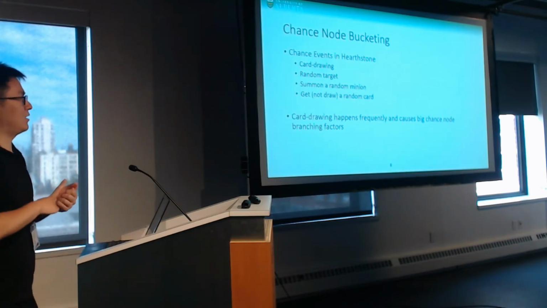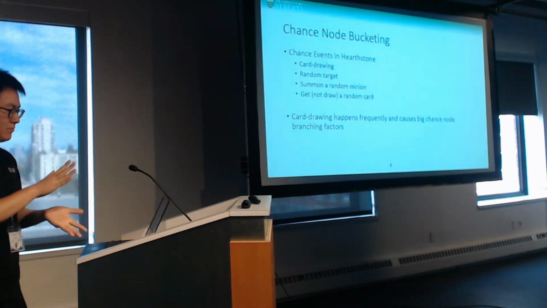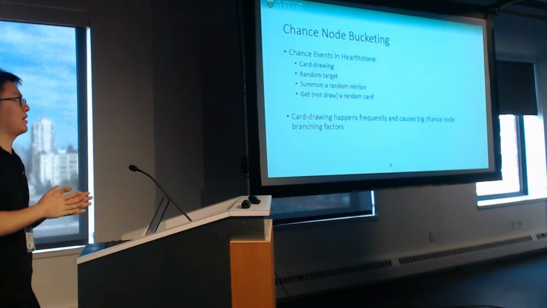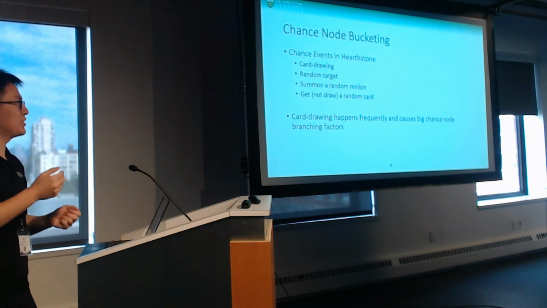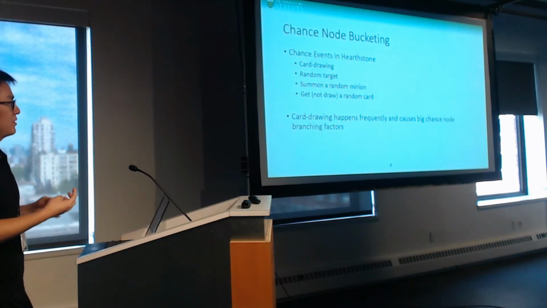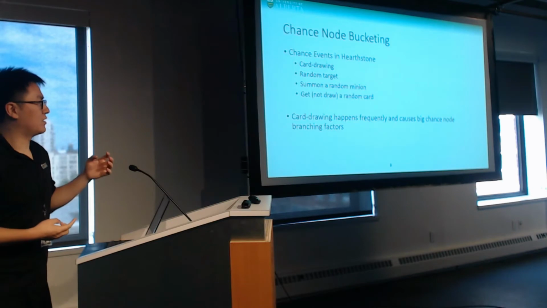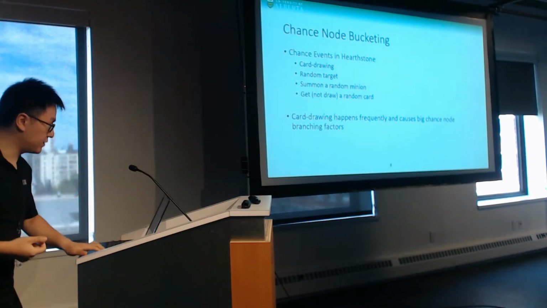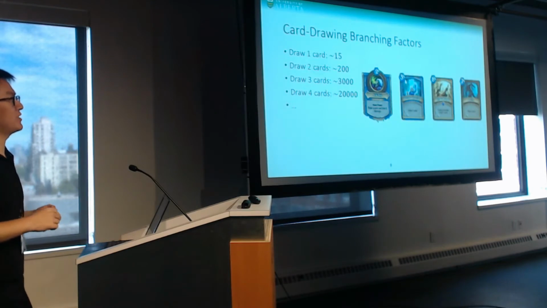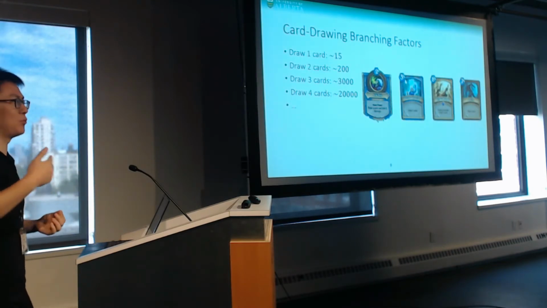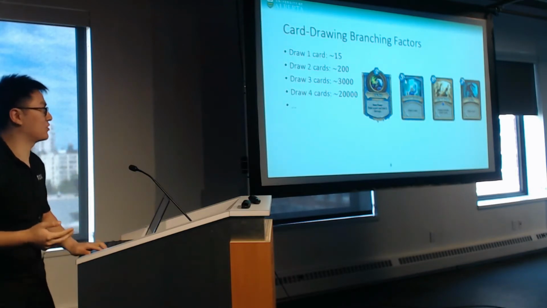So even though we can fine-tune the search algorithm, there is also the problem of chance events happening frequently in the game, especially the card drawing chance event, which happens at almost every turn. The card drawing chance event branching factor can be very huge if we have more than 1 card to be drawn in a turn.